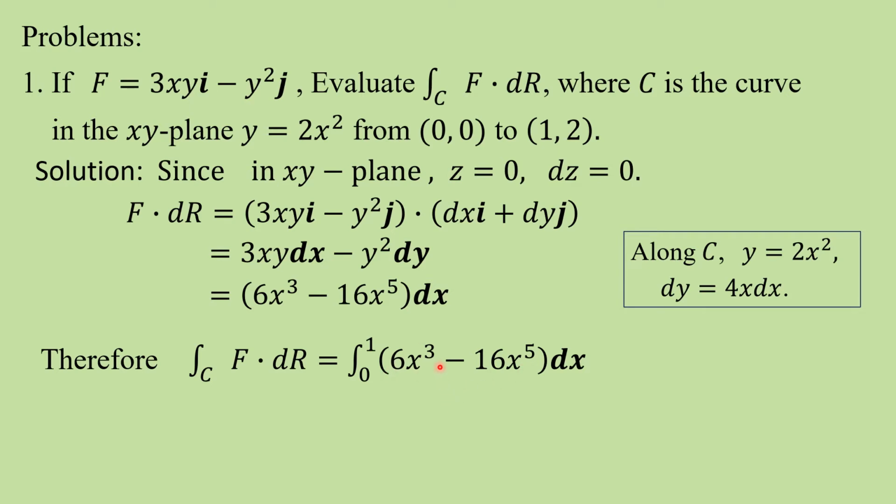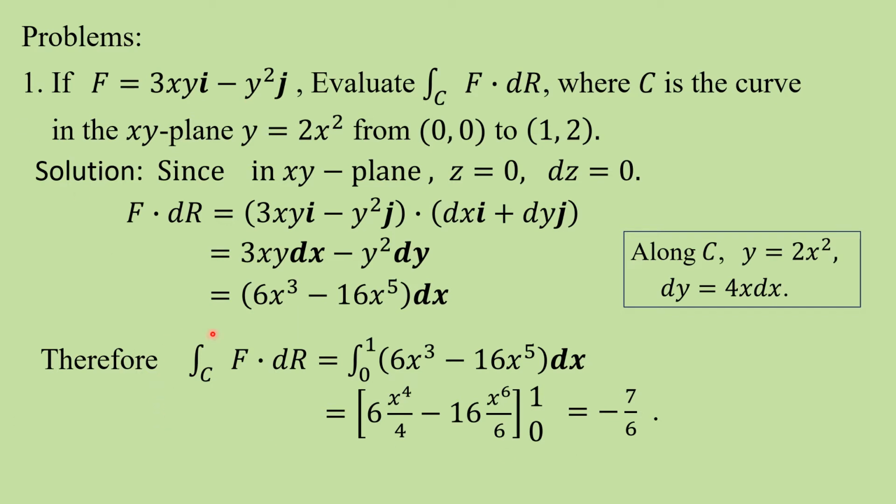Integral of x cube is x power 4 by 4. So 6 x power 4 by 4, minus 16 into the integral of x power 5, which is x power 6 by 6. Apply the limit 0 to 1: upper limit 1 minus lower limit 0. So that gives 6 by 4 minus 16 by 6. Simplify, you get minus 7 by 6.